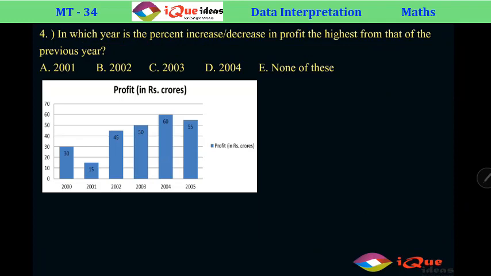Okay. Now the next one. This question says, in which year is the percentage increase or decrease in profit the highest from that of the previous year?